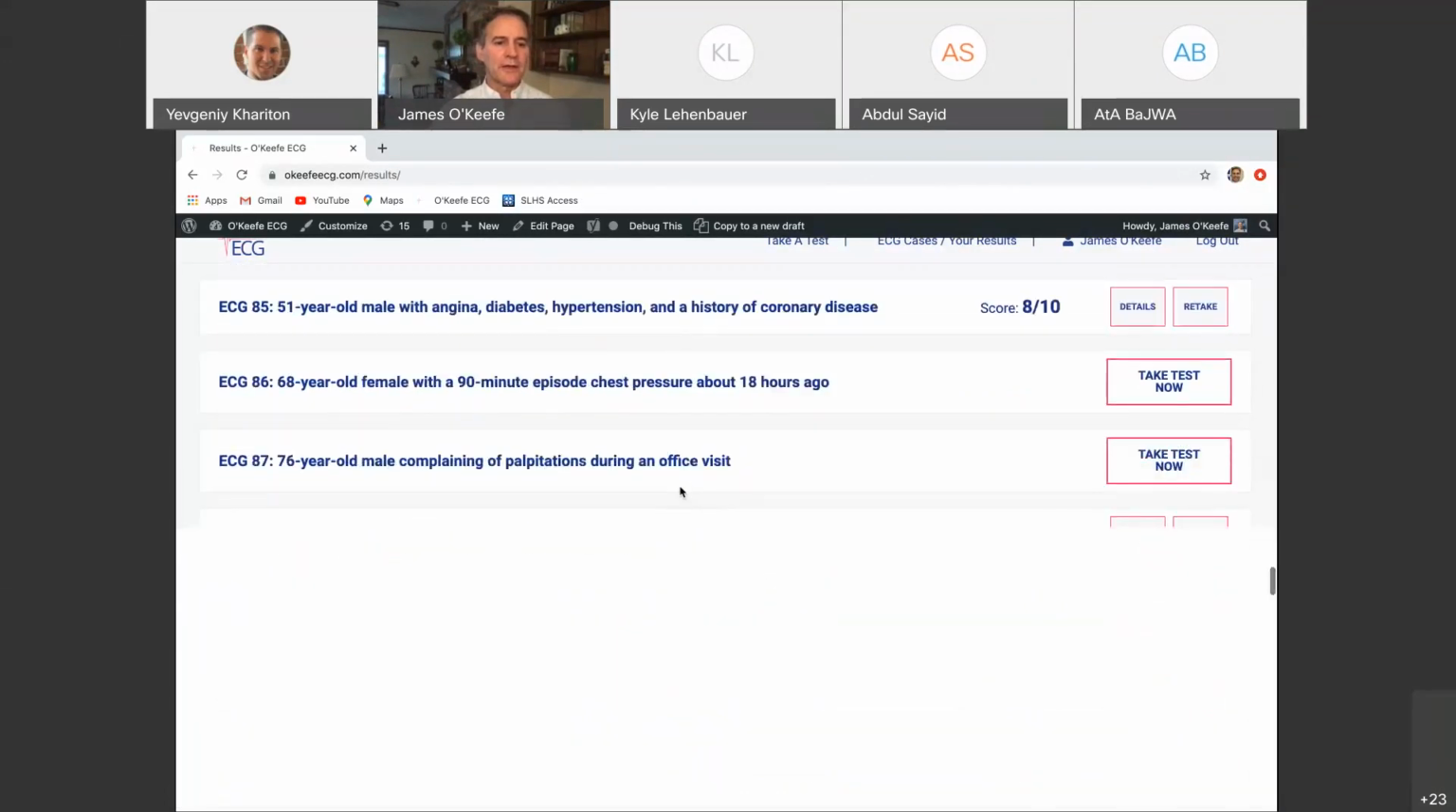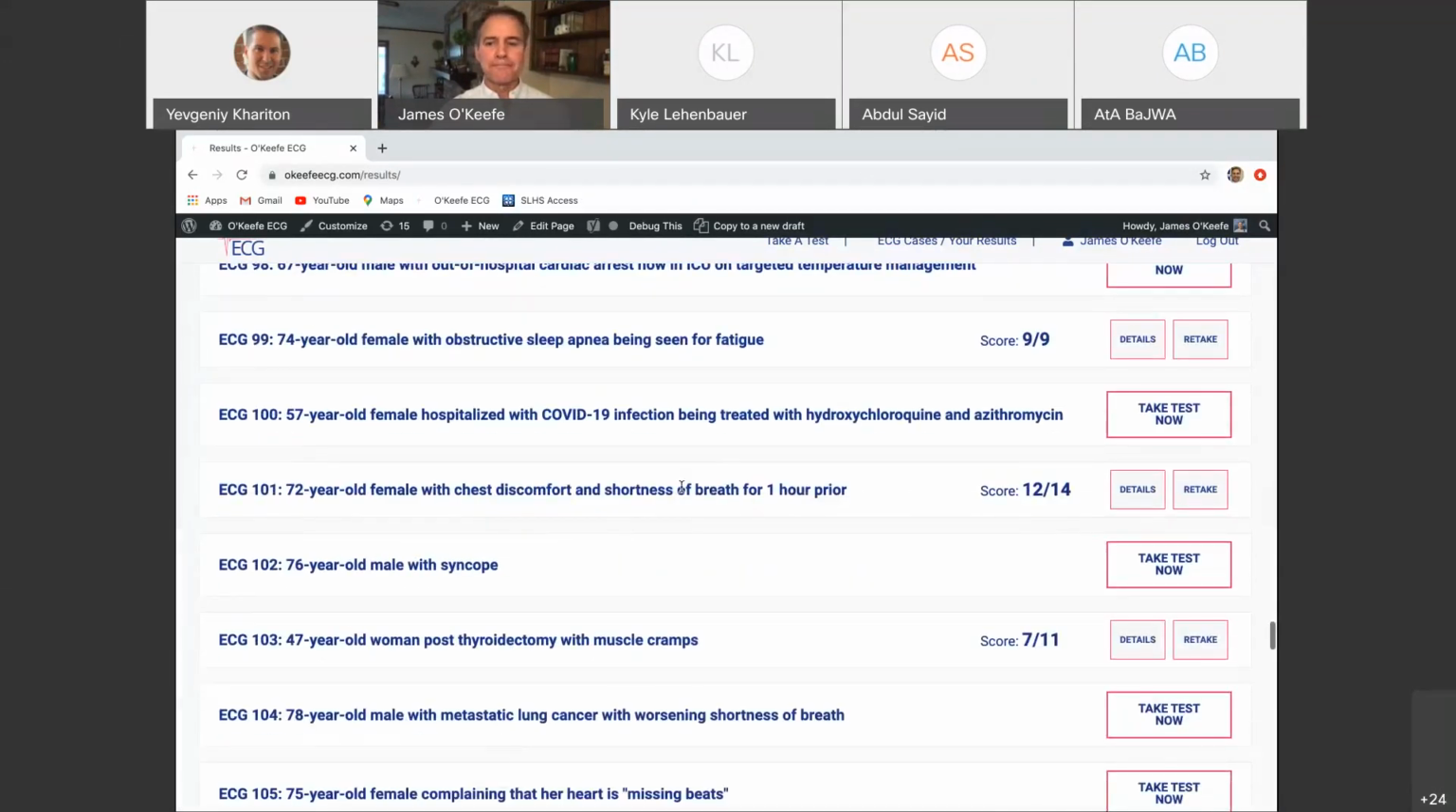Dr. O'Keefe? Yeah. In regard to the ECG, whether it's for the test or in real life, what are your thoughts about the sensitivity and specificity of PR depressions or PR elevations in aVR when we're looking at these convex ST or concave ST changes?